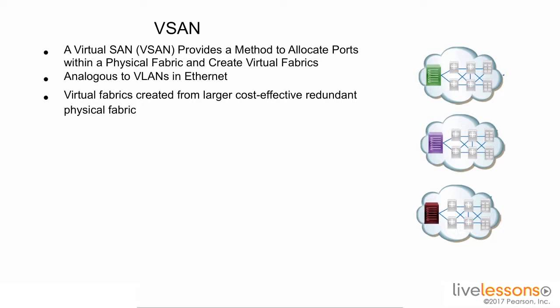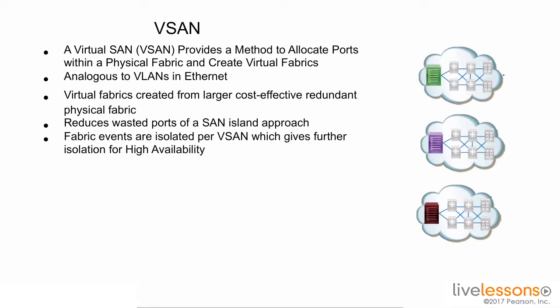The vSAN feature was created to be more cost-effective with physical fabrics. We can reduce wasted ports of a SAN island approach, and we can actually logically separate out our storage area networks by creating separate vSANs. This also allows us to isolate and reduce risk in our environment by isolating our different SANs into these different vSANs. So if an event happens in one vSAN, it won't affect another. We also have different Fibre Channel features that can be configured on a vSAN basis.